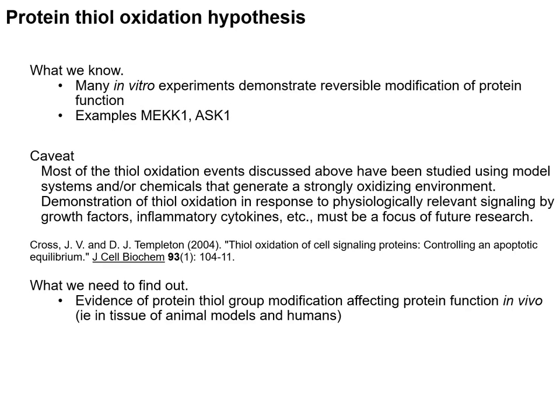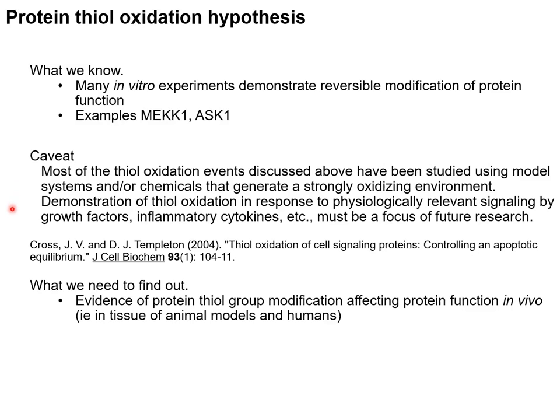So we know from many in vitro experiments, in other words cell culture experiments, that reversible modification of proteins by thiol oxidation can affect their function. And I've given you two specific examples, one with MEKK1, which is a cell survival signal, and the other with ASK1, which is a cell death signal. But there is a bit of a problem. So most of the thiol oxidation events that I've been talking about have been for model systems, and also with chemicals that generate a strongly oxidizing environment.